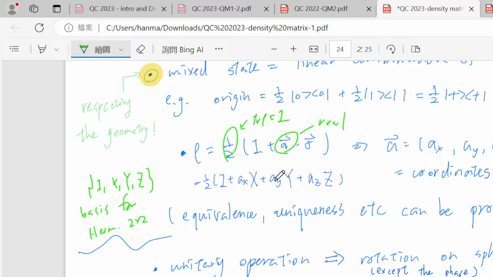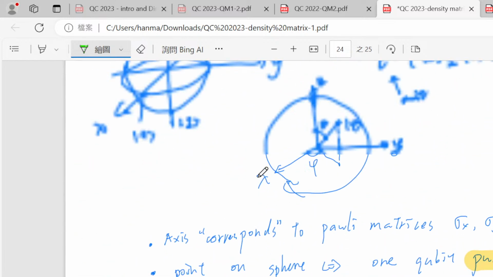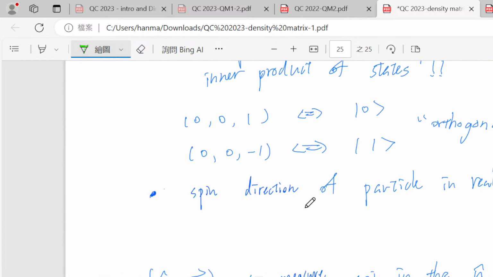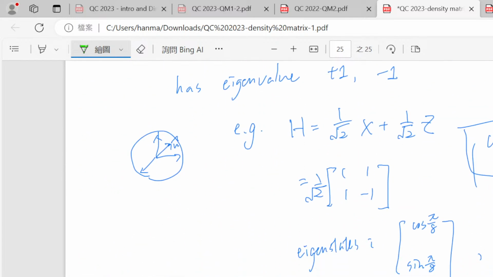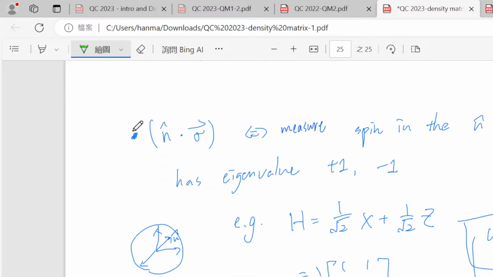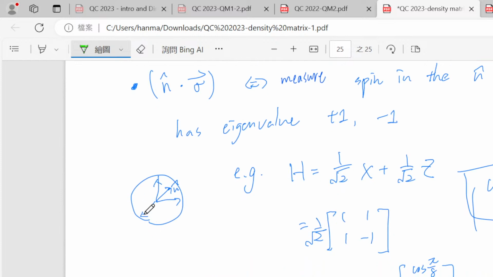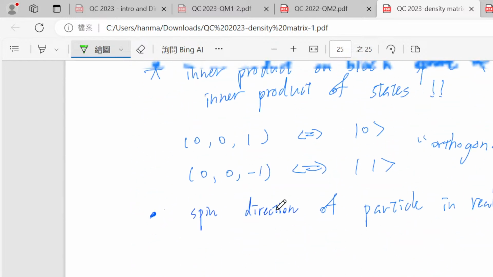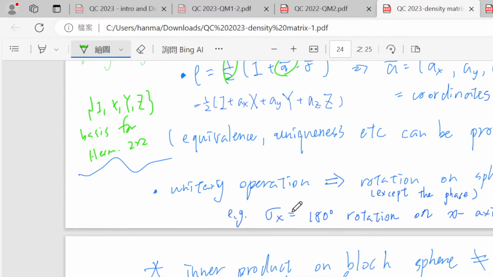Okay, so that's what we want to say about Bloch sphere mixed states. The other things we've been talking about, you have done homework on. Every pure state on the sphere can be written as a Pauli operator in some direction, etc. Those we already know, so there's no need to prove them again. Any questions? Otherwise, we'll go to a different topic.